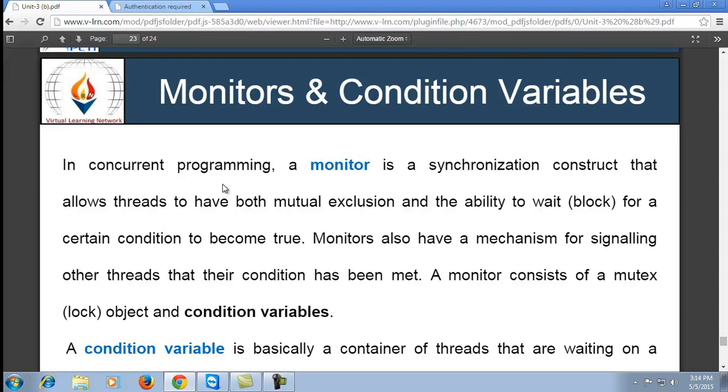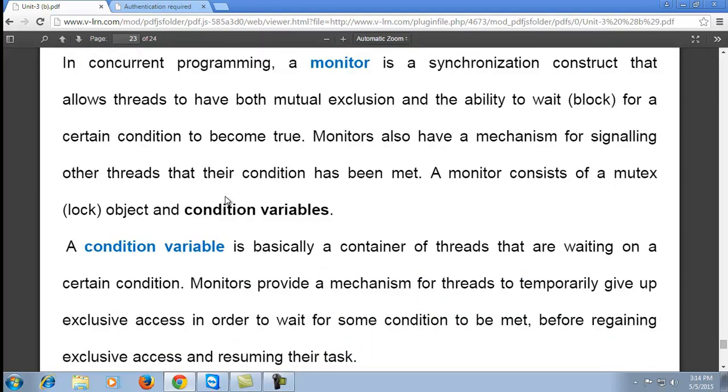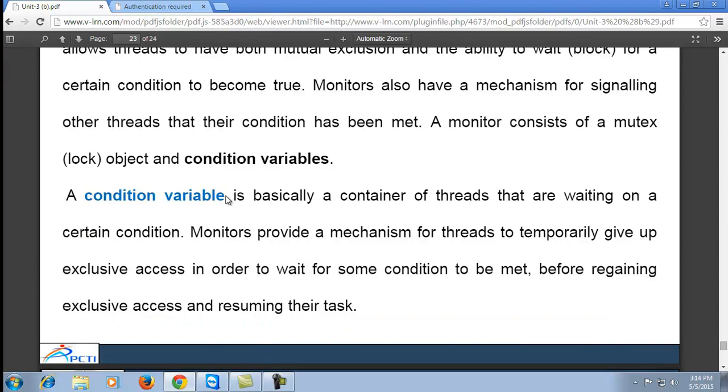In that case, we have two conditions. A condition variable is basically a container of threads that are waiting on a certain condition. A monitor provides a mechanism for threads to temporarily give up exclusive access in order to wait for some condition to be met, before regaining exclusive access and resuming their task. If we want to access the data, then we require exclusive access. If we want to release that particular system or data, we have to resume and allow another process to enter the system.